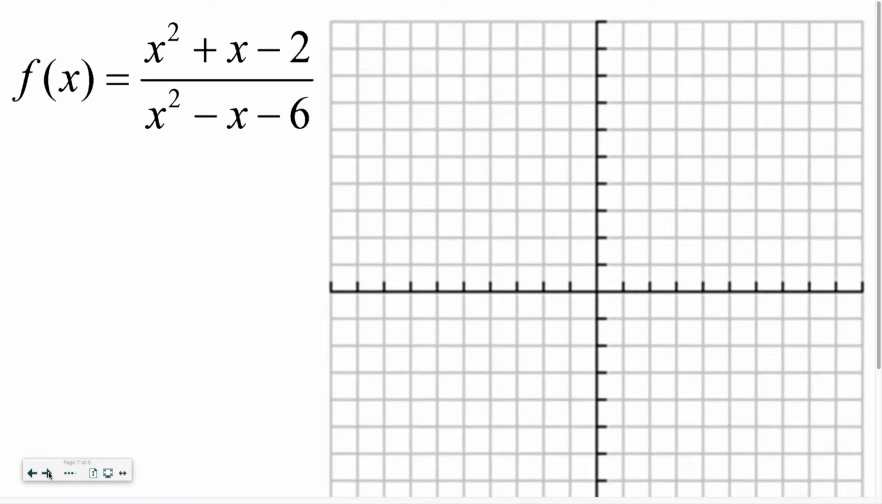Last example. This is probably the most important example.